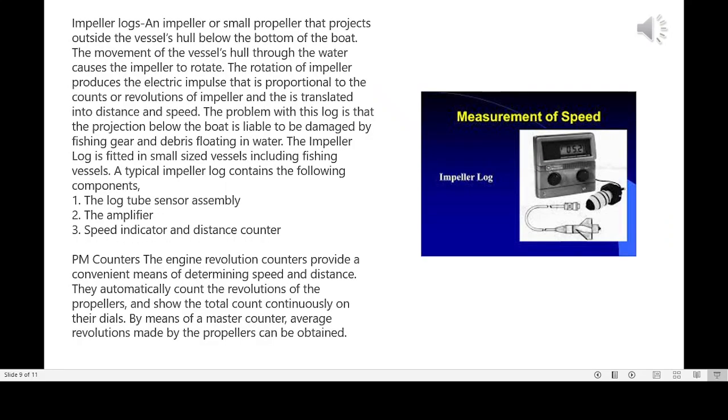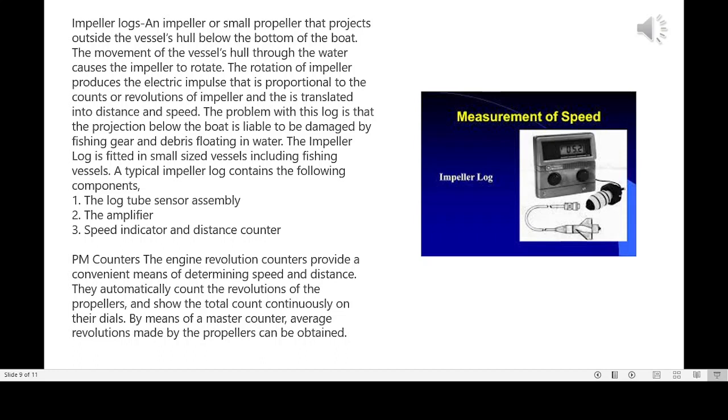Impeller logs. An impeller or small propeller projects outside the vessel's hull below the bottom of the boat. The movement of the vessel's hull through the water causes the impeller to rotate. The rotation of the impeller produces an electric impulse that is proportional to the counts or revolutions of the impeller, and this is translated into distance and speed. The problem with this log is that the projection below the boat is liable to be damaged by fishing gear and debris floating in water. The impeller log is fitted in small-sized vessels, including fishing vessels.